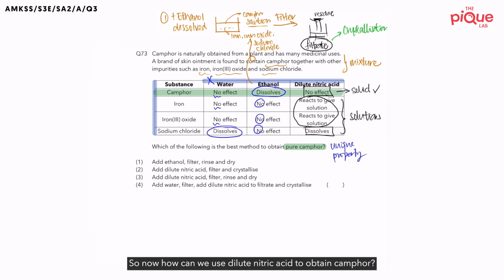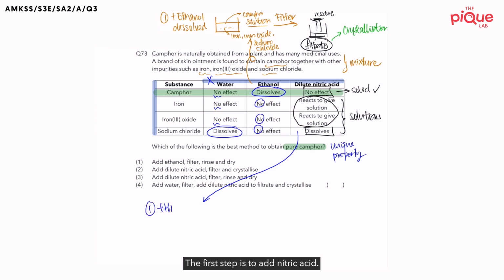So now how can we use dilute nitric acid to obtain camphor? If we take a look down here, there are a few steps, right? The first step is to add nitric acid. After we add nitric acid, we will obtain solution and solid, correct? The solution now is what? Iron 3 oxide, as well as sodium chloride. The solid that is left behind is now our camphor.